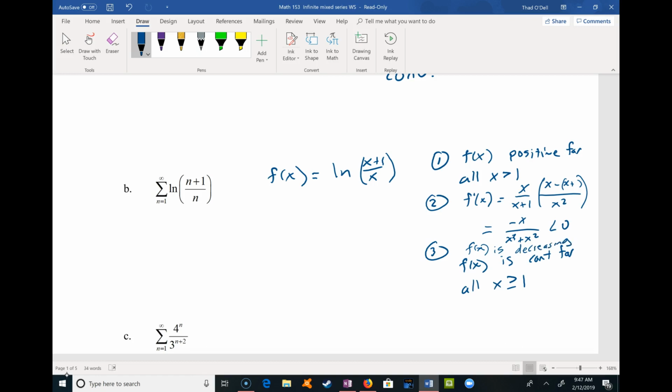Okay, so then we met the three conditions. So now what we're going to do is take the integral. Of course it's going to be an improper integral, so we take that by taking the limit as b approaches infinity of the integral running from 1 to b of the natural log of x plus 1 over x dx. And so then we need to integrate that.